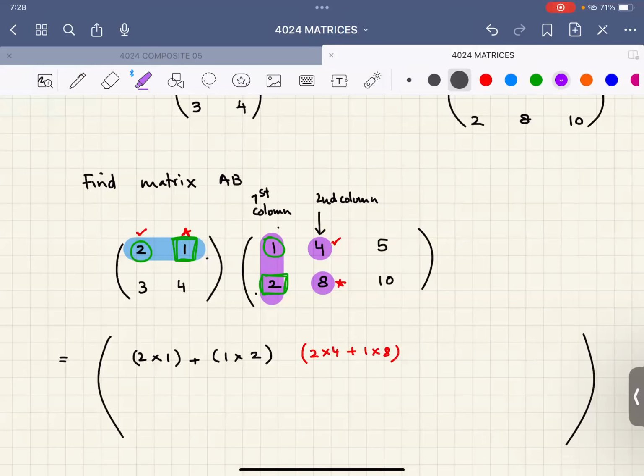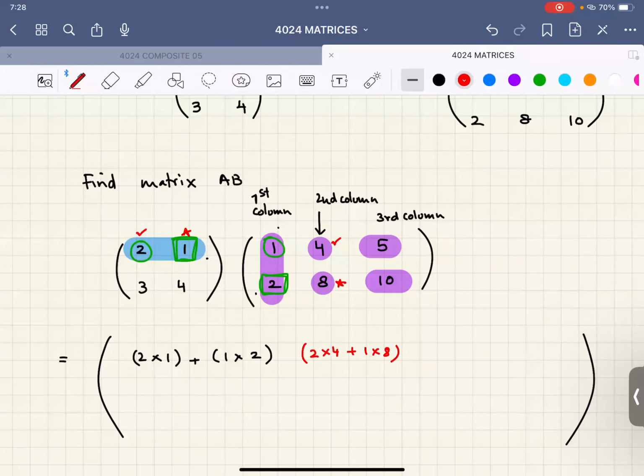The third one, let me write 5 and 10. That is the third column. We will repeat the same process. It seems long, but it's not. We will repeat the same process.